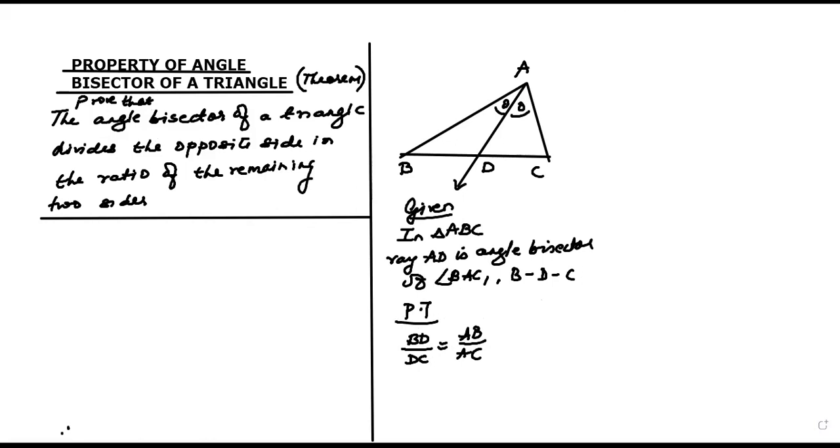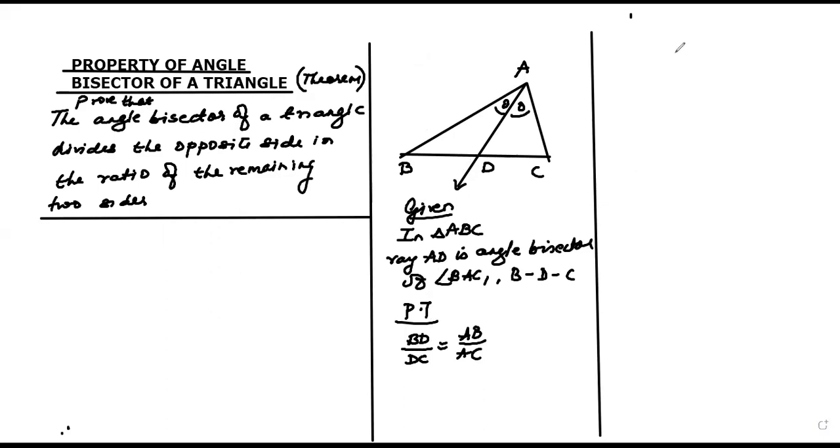That means in this theorem you will have to use the basic proportionality theorem. But how to use it, children? I'll help you. See, you want BD upon DC, the ratio on the left hand side, and AD is the dividing line.